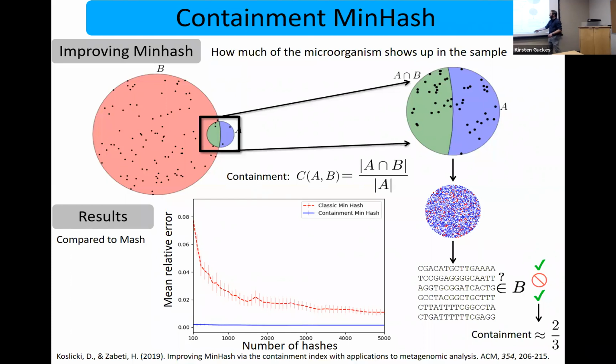And the reason why that is, if you're trying to do the Jaccard index, all these points are not helping you. So you need to sample a whole heck of a lot of them to be able to, by chance, end up in here.